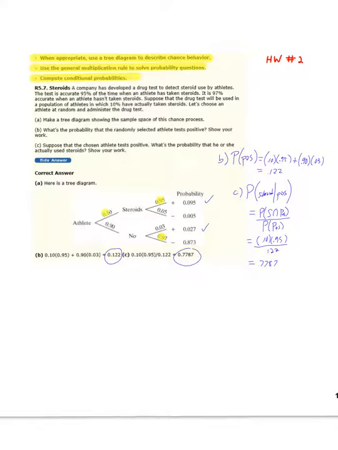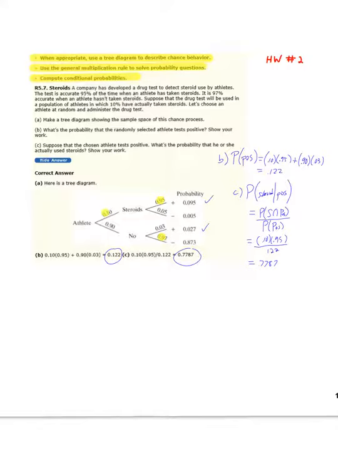So to answer part B, what is the probability that a randomly selected athlete tests positive? We can see on the tree that a positive result happens here in row 1, and a positive result happens in the third row of the tree. So the chance of positive is simply found by adding those two numbers to get 0.122.